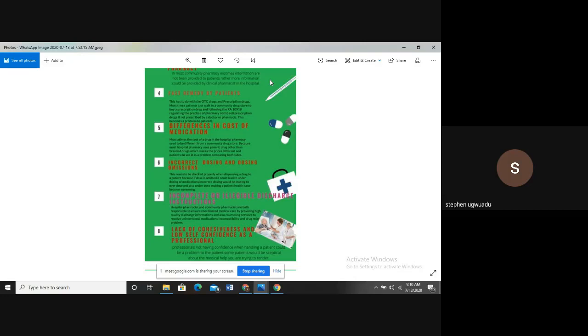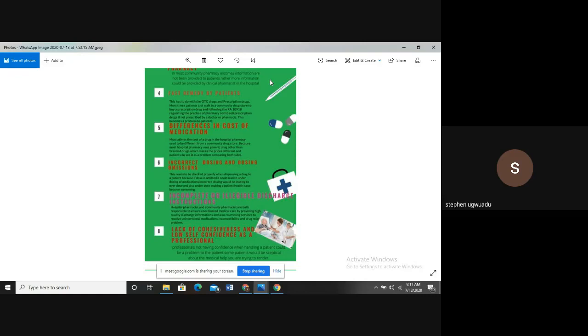So down here, it's been written that the hospital pharmacists and community pharmacists are both responsible for ensuring coordinated medical care by providing high quality discharge information and also counseling service to resolve unintentional medication incompatibility and drug related problems.